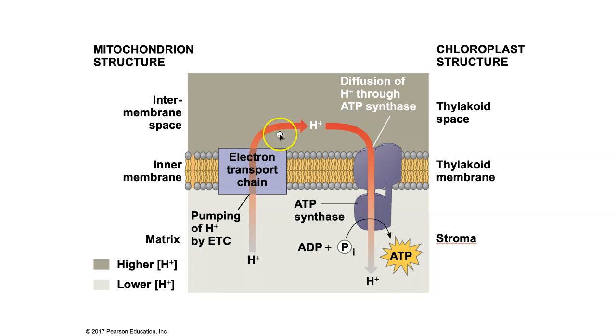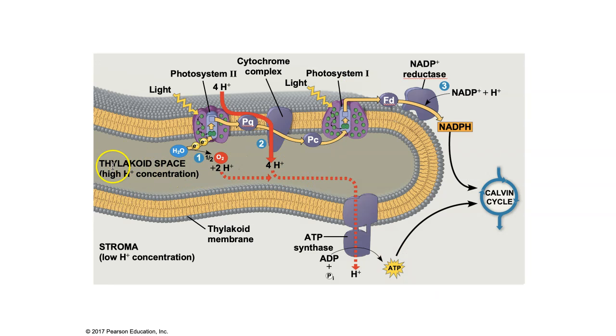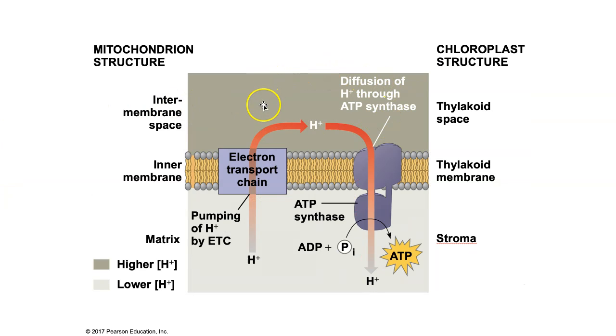Up here was where the proton motive force was being created. In the mitochondria, that was the intermembrane space. So that was between the inner membrane and the outer membrane, remember? And for the thylakoid, for the chloroplast, this was the thylakoid space. That's in here, right? The thylakoid space. So that's where the proton motive force was created for mitochondria and chloroplast, respectively.